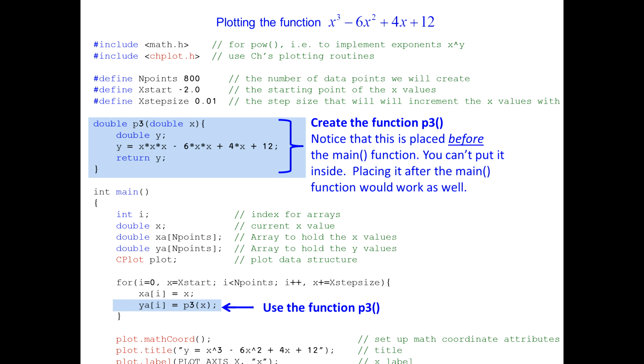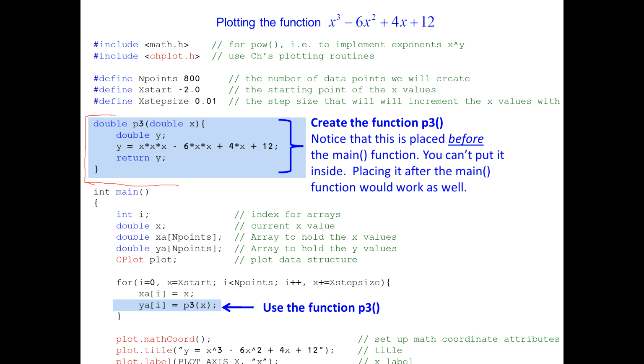Okay, first we have to create the function. Okay, now notice where we're putting this. We are putting this before the main function. Okay, we could put it after, but we can't put it inside the main function. So we're defining it outside the main function, and we're just putting it right after the define statement and before main. Okay, so this is what we had seen earlier.